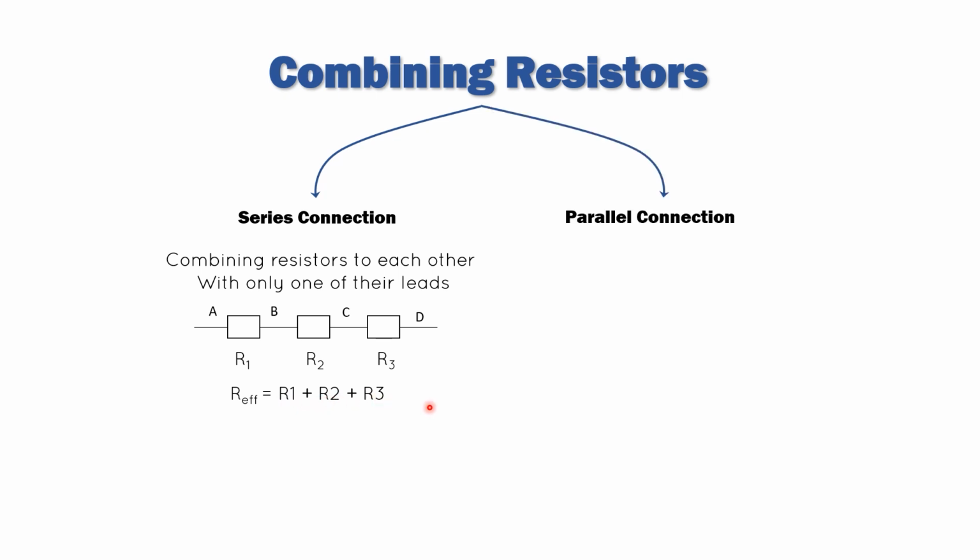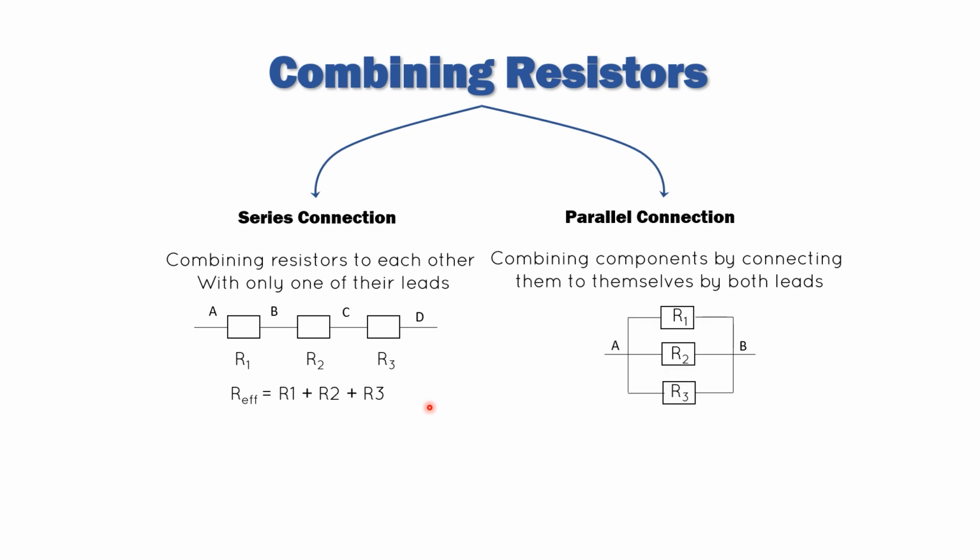The second kind of connection we have is parallel connection. This simply is combining components by connecting them to themselves by both leads. So an example would be this on the screen. We have R1, R2, R3, and we see each resistor combines with the next one with both leads.